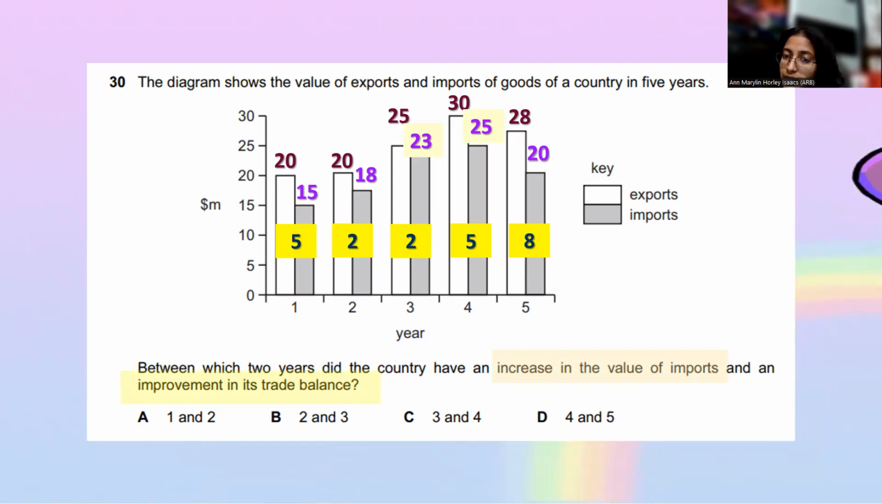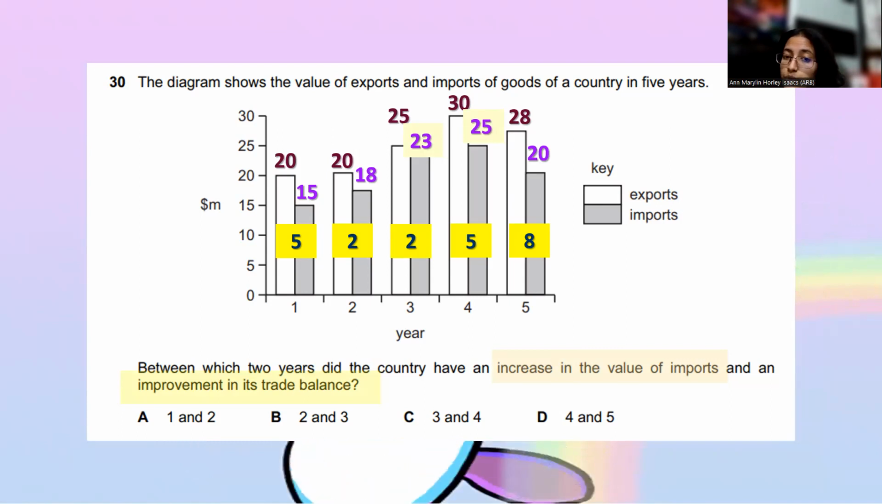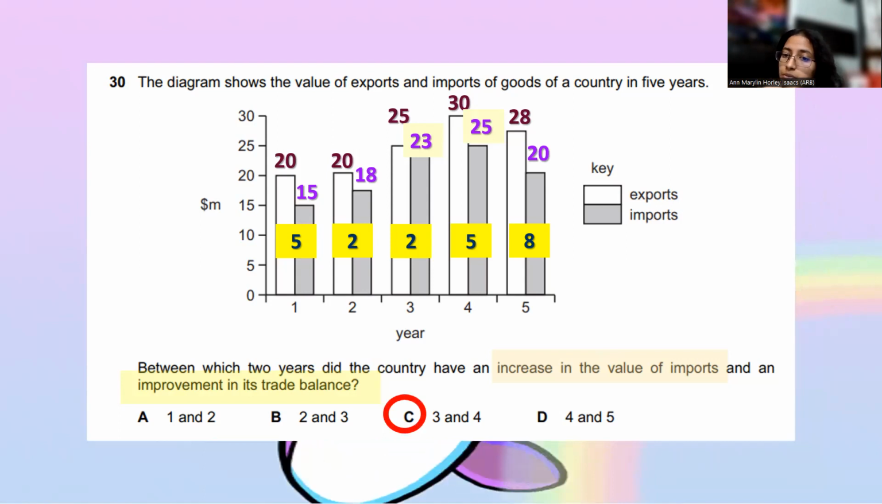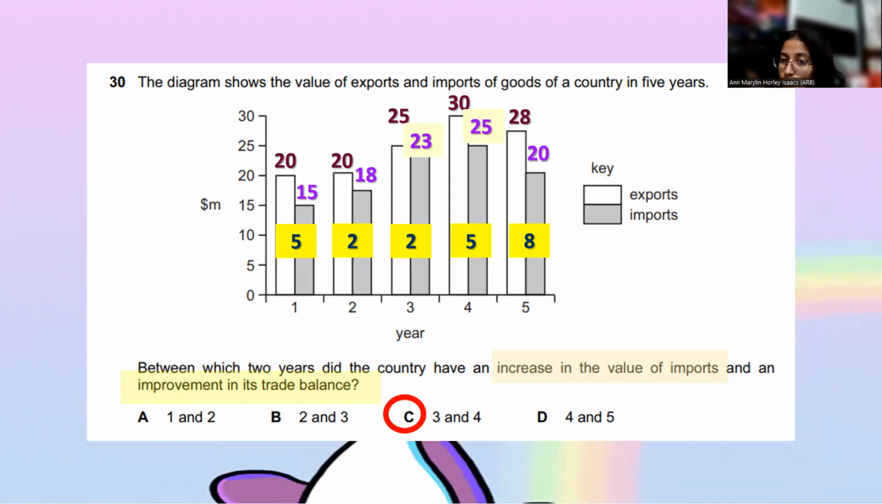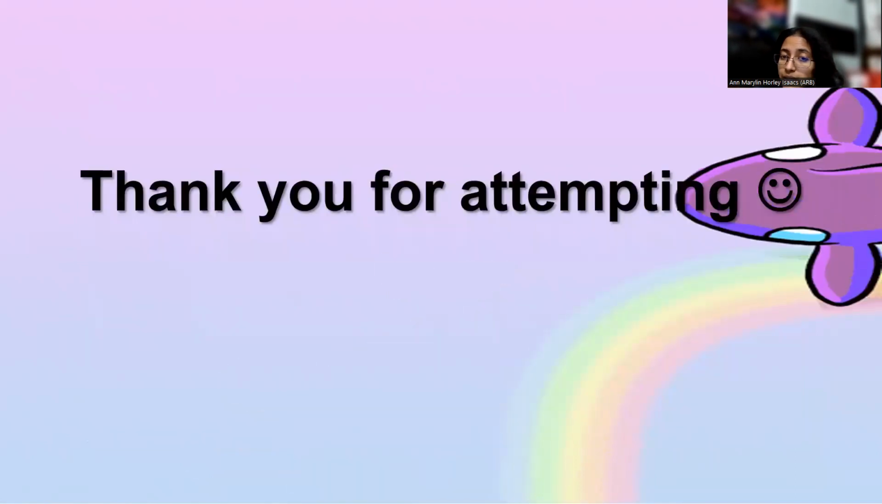The trade balance in year 5 is 8. So when you're looking for an improvement in trade balance, year 1 to year 2, trade balance has decreased, isn't it? 5 to 2. 2 to 3, stagnant, no change. 3 to 4, there's been an improvement in the trade balance because the difference has gone from 2 to 5. And also, value of imports has increased in those 2 years as well. Okay, so the cream color should exist for all, but yeah, so what I've actually done here is just to show you where the 2 years have actually experienced the increase. Okay, and with that we are done.